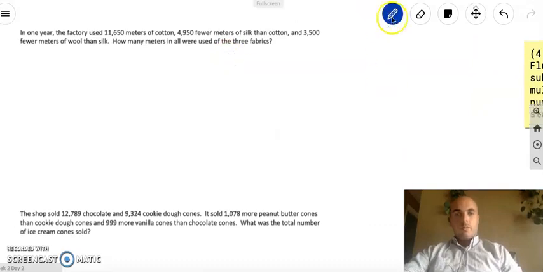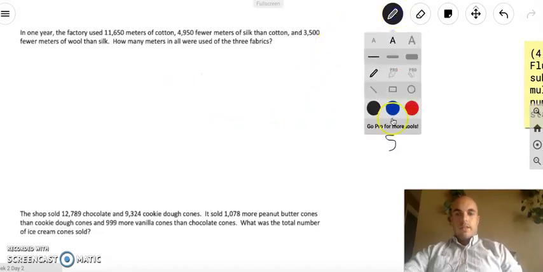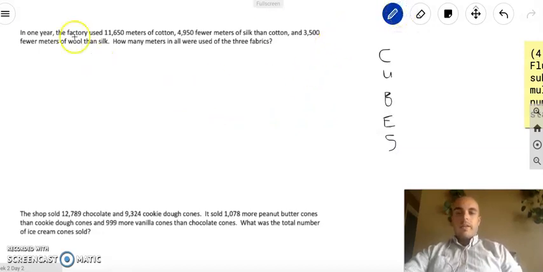So on the side here, I'm going to write out my cubes method. So C, U, B. Oh, let's make that B a little fancier. E, S. Great. So now let's read the question. It says, in 1 year, the factory used 11,650 meters of cotton, 4,950 fewer meters of silk than cotton, and 3,500 fewer meters of wool than silk. How many meters in all were used of the three fabrics?